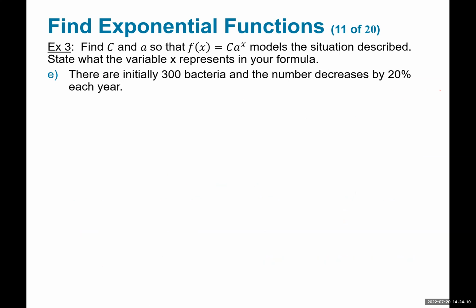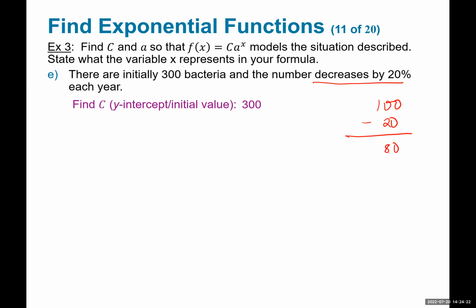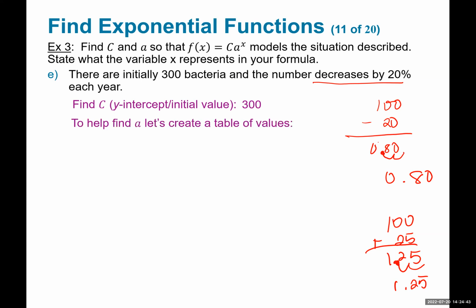All right, E. 300 is our C value. And this says decreasing by 20%. So that 100 that we had is now decreased by 20%. So we get 80. So our value is 0.80. Whereas the last one was 100% increased by 25%, so that's why we got our 125. And to make it a decimal, you move over twice. So that's why we got 1.25 on the last one, and we have 0.80 on this one.